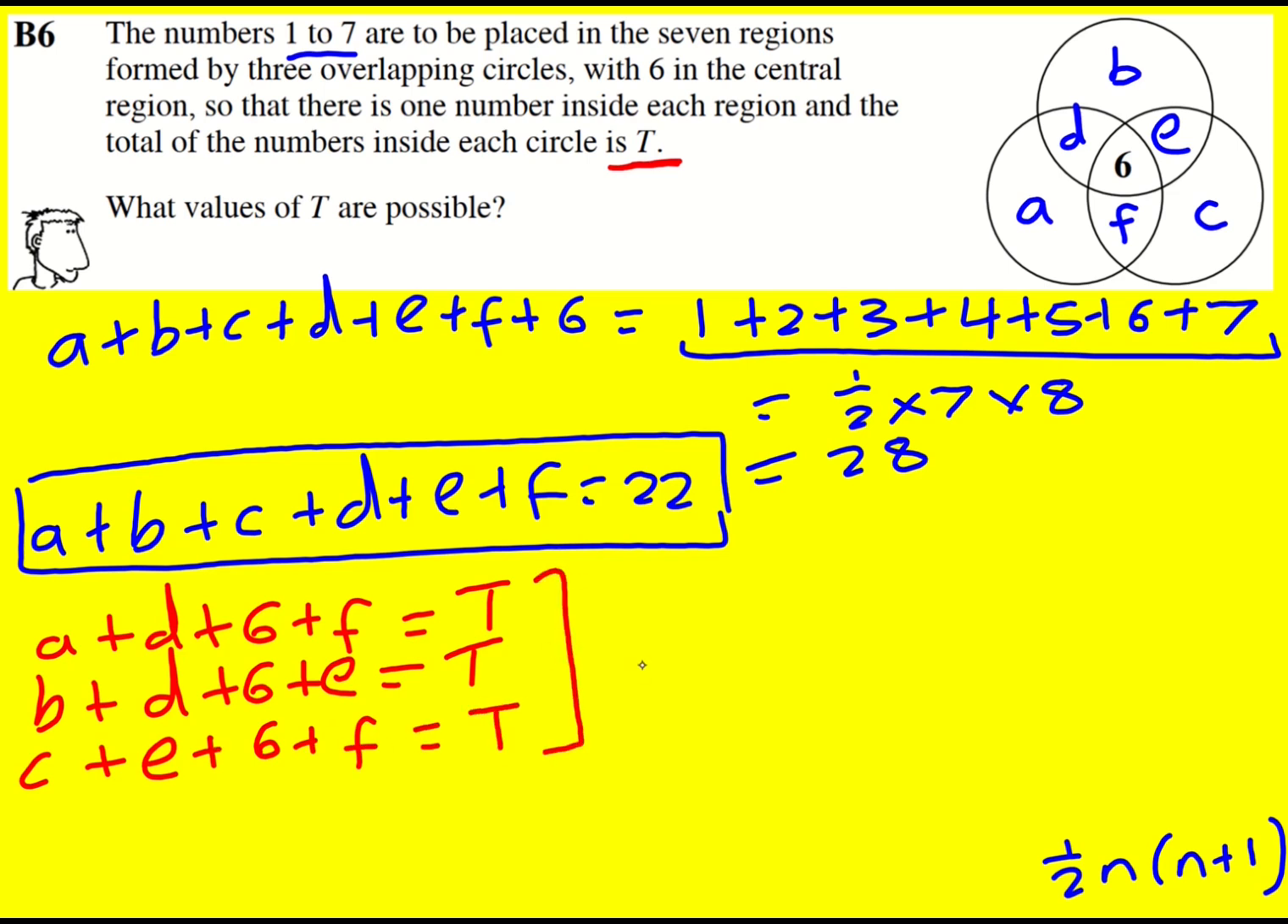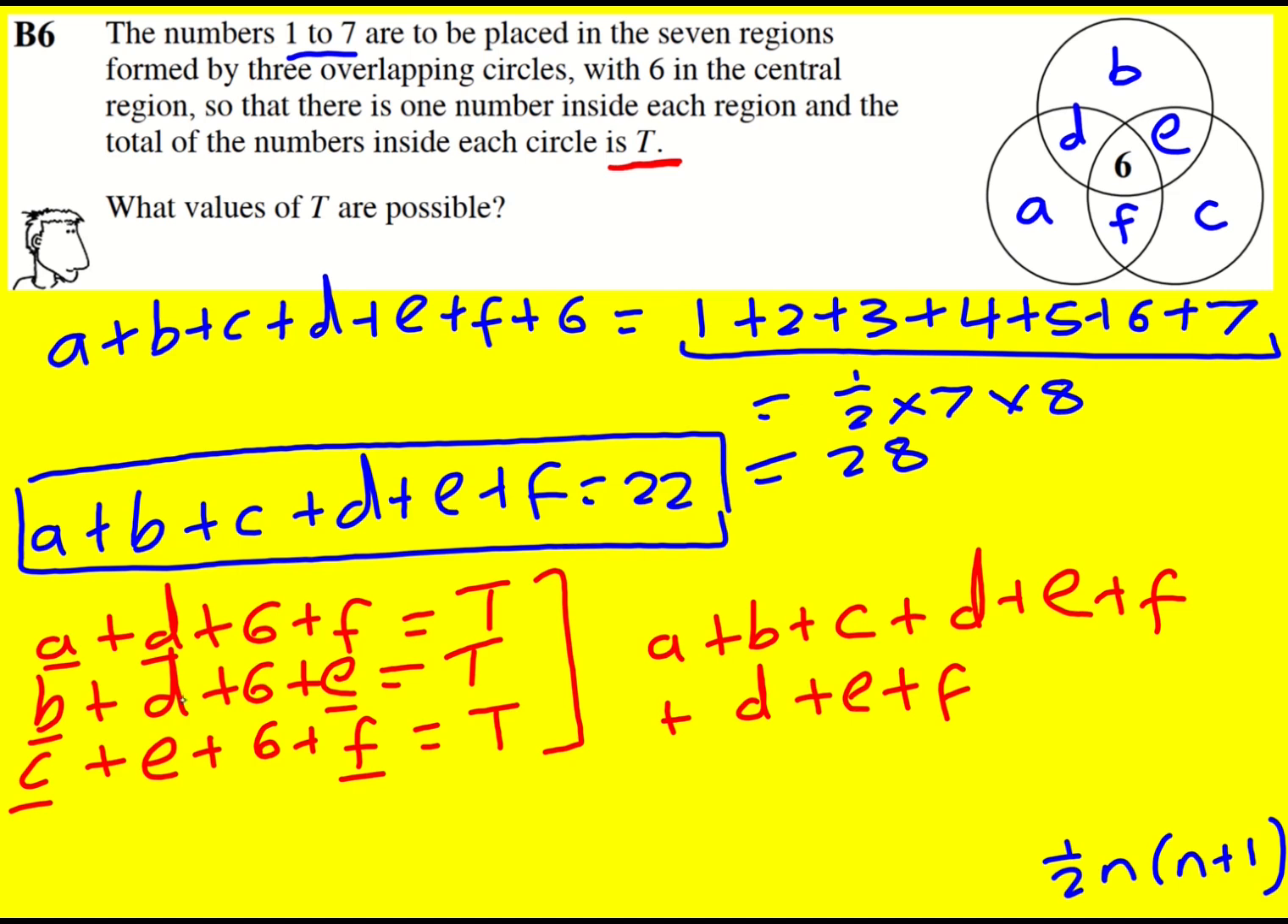So if I add all of these up, and there's going to be a reason why we do this, then I'm going to get A plus B plus C plus D plus E plus F. And then I'm going to get an extra D, an extra E, and an extra F, and then 18. And that is going to equal 3 times the total.